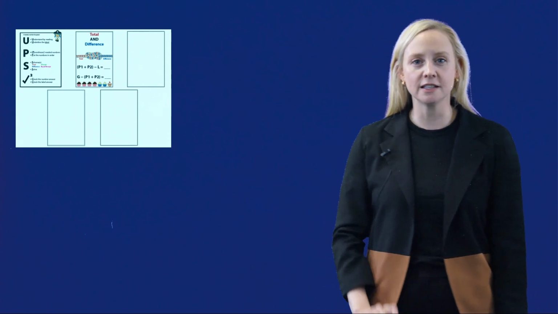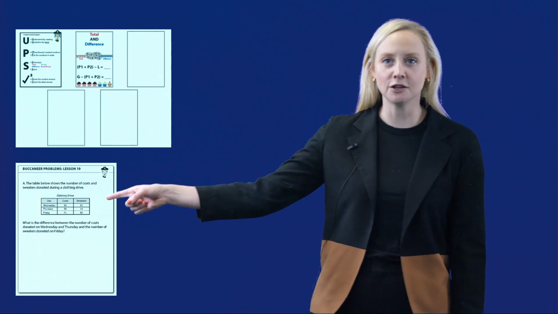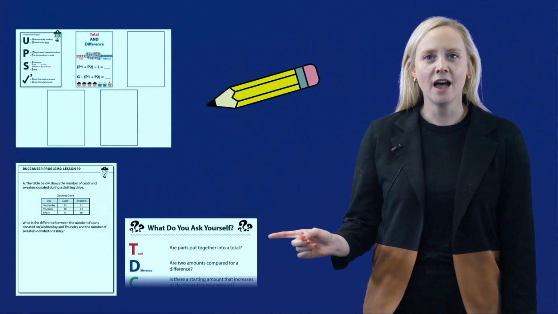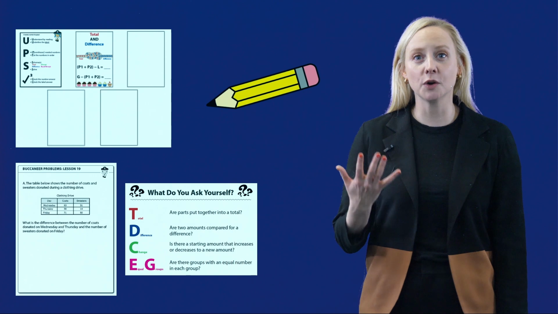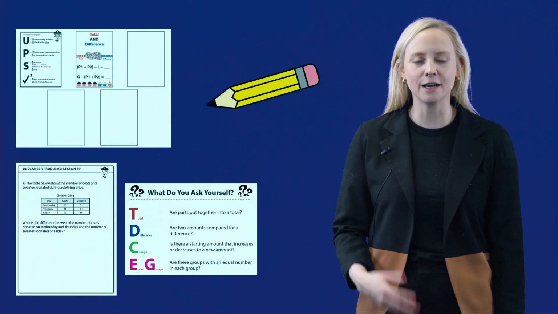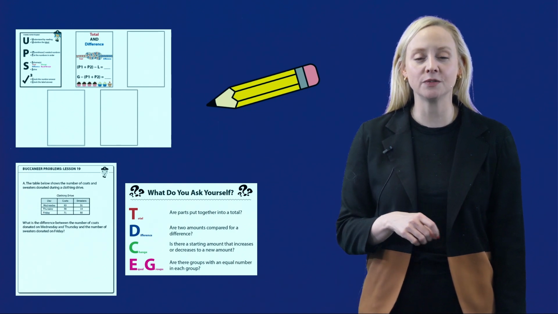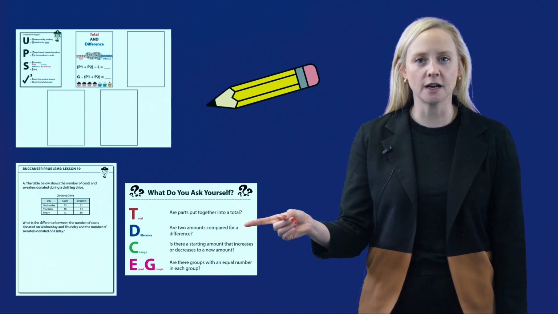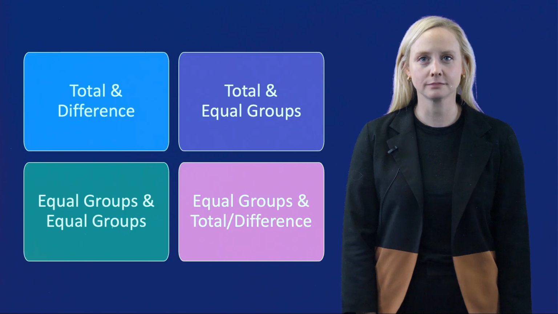So in addition to this multi-step schema mat version 1, you'll also need your Buccaneer problem worksheet, a pencil, as well as our What Do You Ask Yourself poster. So here it's a great opportunity for students to think about the different problem types and to think about which problem types we're using. Because this video is featuring multi-step total and difference problems, you only need to focus on the first 2 questions on the What Do You Ask Yourself mat.